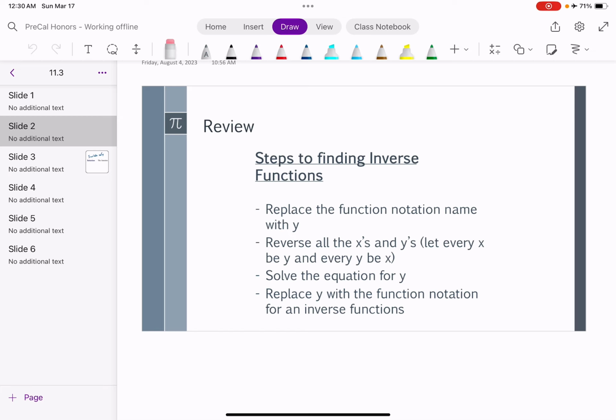Once you have y isolated, you are going to replace that y with the proper notation for an inverse function, which would be f of negative 1 of x. So it would look something like such. Let's take a look at slide 3.